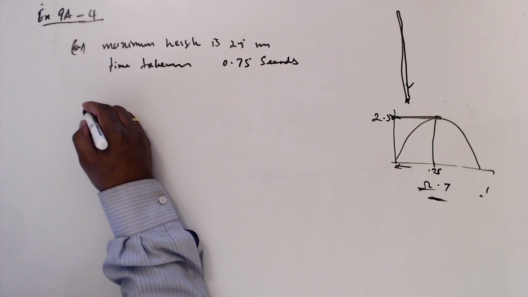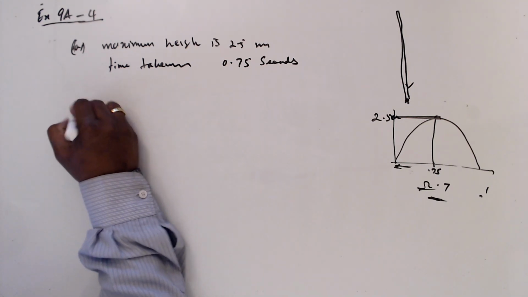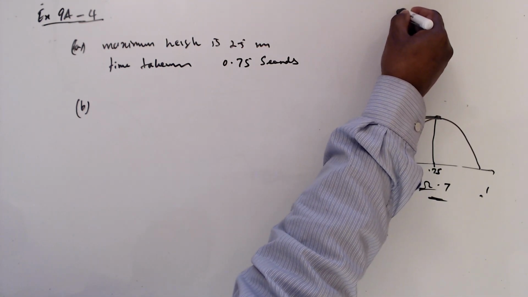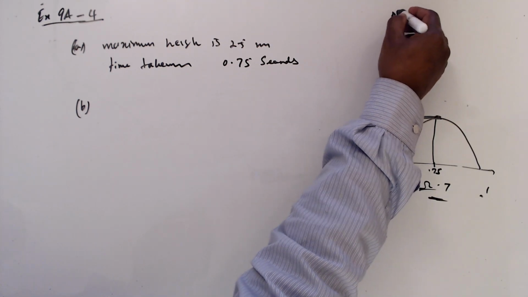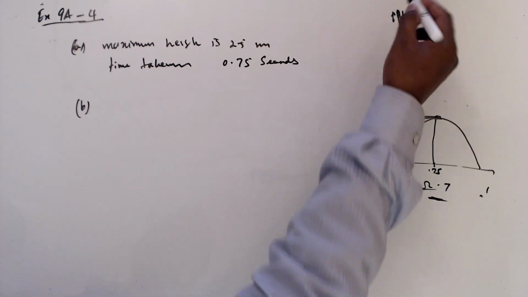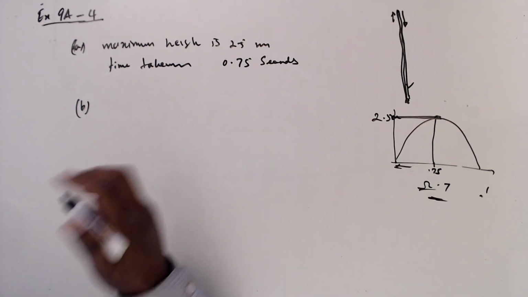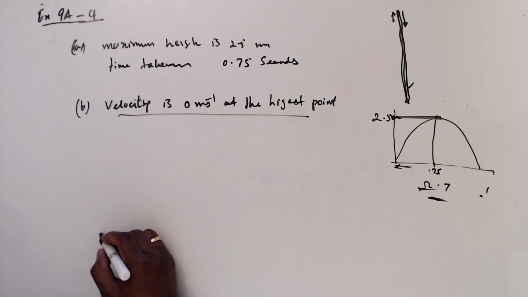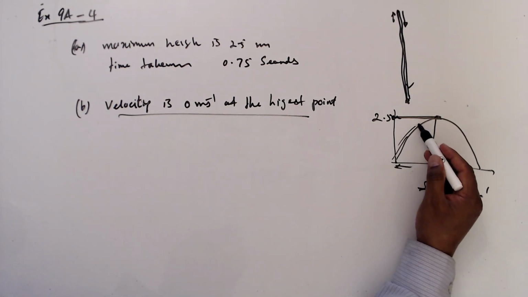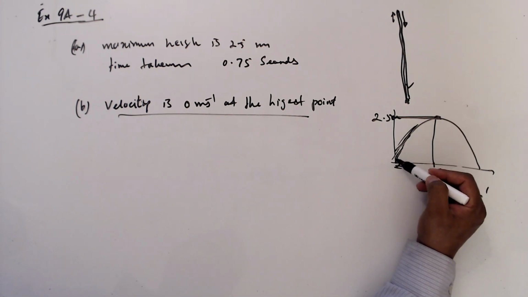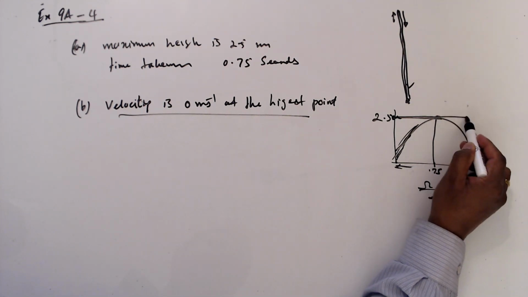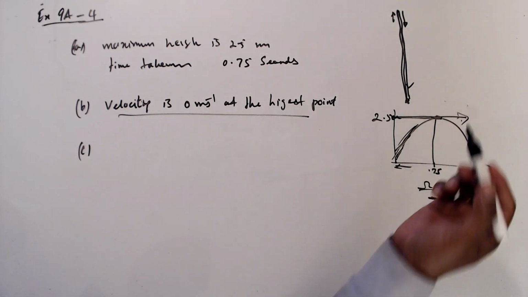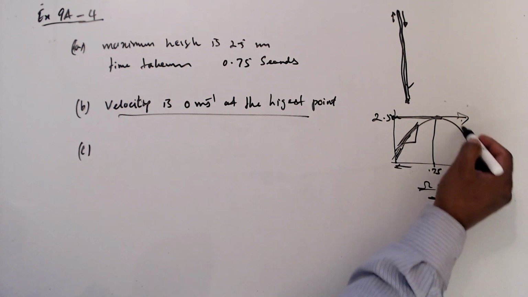And part B, write down the velocity of the ball when it reaches the highest point. So the ball goes up, stops there, and comes down. So at the highest point, the velocity is 0. If you draw a tangent line there, it is parallel to the x-axis. Gradient is 0. Everywhere else you can see gradients.